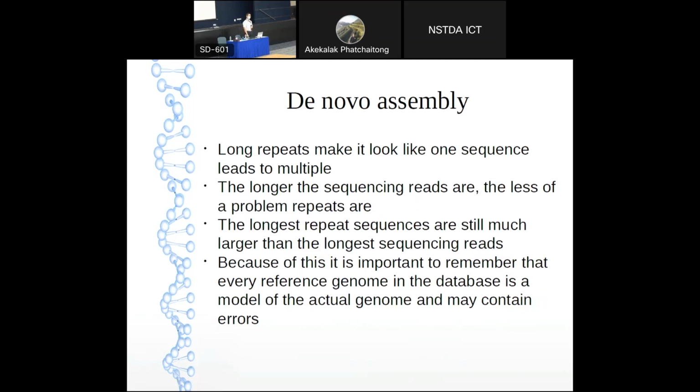Okay, so we saw at the start that different sequencing technologies give different read lengths. So the longer the sequencing reads are, the less of a problem these repeats are. However, the longest repeat sequences are still much longer than the longest sequencing reads. Because of this, it's important to remember that every reference genome in the database is just a model of the actual genome and may, and likely does, contain errors.